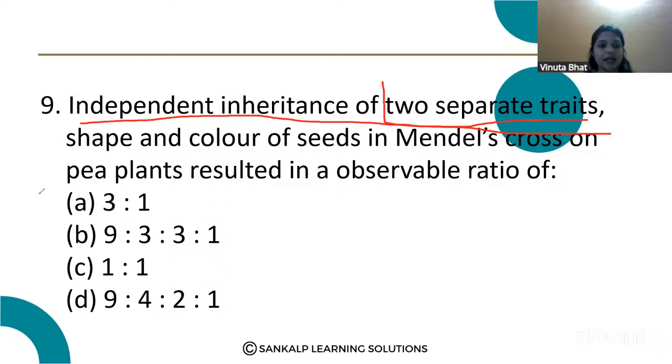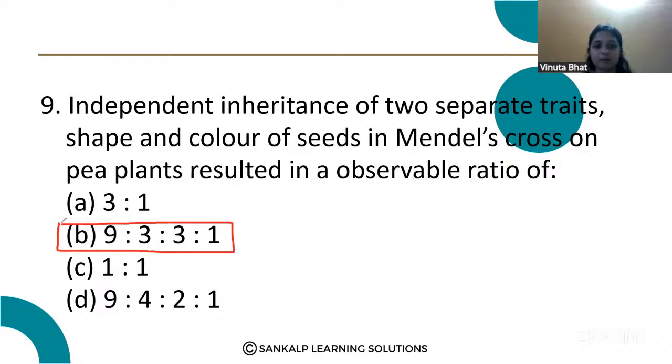In a Mendel's dihybrid cross, the final ratio of the F2 generation plants is 9 is to 3 is to 3 is to 1. That is, option B is the correct answer. In case of the monohybrid cross, the phenotypic ratio is 3 is to 1. But this is in case of the independent inheritance of two separate traits, that is the dihybrid cross.